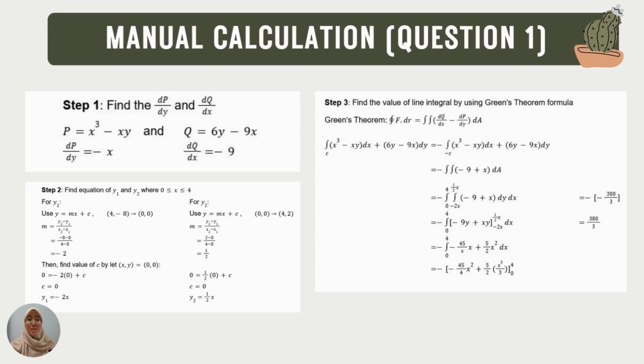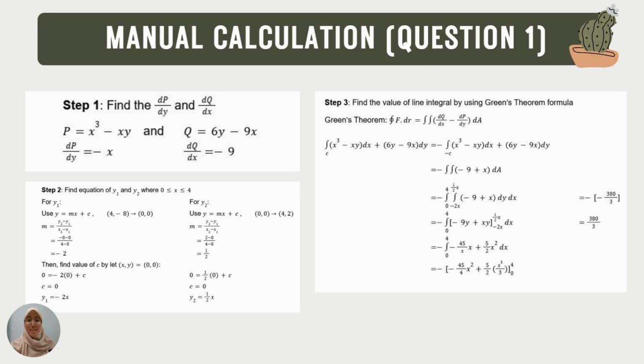Step 3, we need to find the value of the line integral using the Green's theorem formula. Using Green's theorem, we define the integral of F dot dr as the double integral of dQ over dx minus dP over dy. But we need to notice that the curve in this question does not have a positive orientation, so we cannot directly use Green's theorem to evaluate the given integral. However, if C has a negative orientation, then negative C will have the positive orientation. And we know how to relate the values of the line integral over these two curves by adding a negative sign in front of the integral.